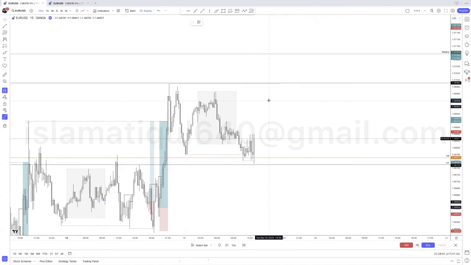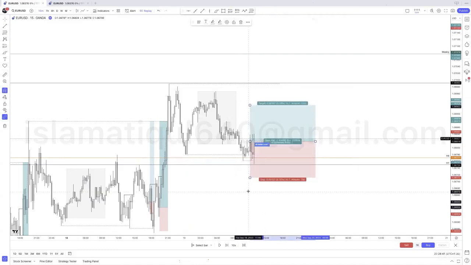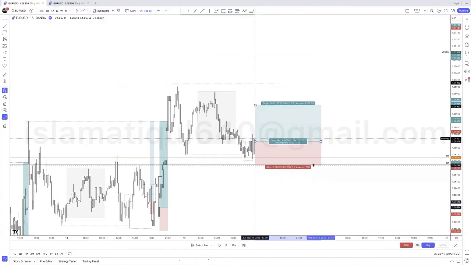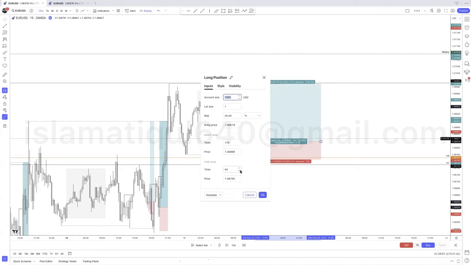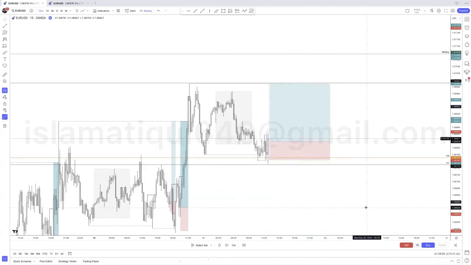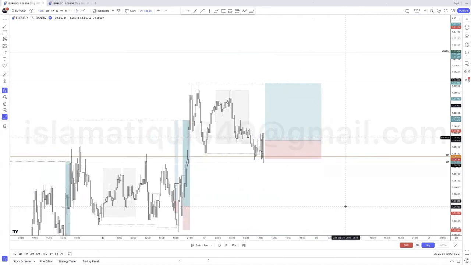Maybe from this RBS. Yes, exactly. We can enter from the RBS. Stops can be placed, and remember, the safe place for the stop loss is here. But if I target here, I'm not even getting a 1:3. So I'm going to tighten my stop loss a little bit. I'll have 5.5 pips, and I can get a 1:3.